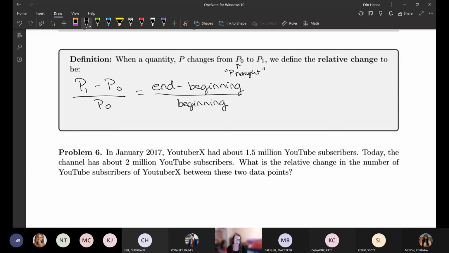But you just need to be careful. It's always the end value minus the beginning over the beginning. A lot of people will get it mixed up and they'll have the end value in the denominator instead, and you just need to be a little careful there. I'm going to erase this P naught.